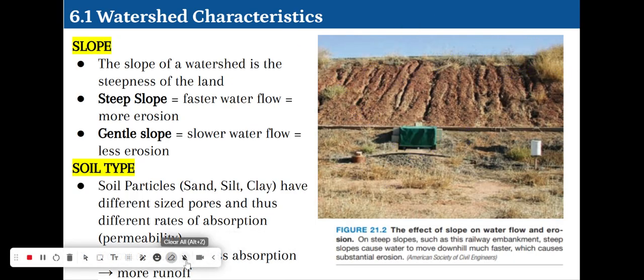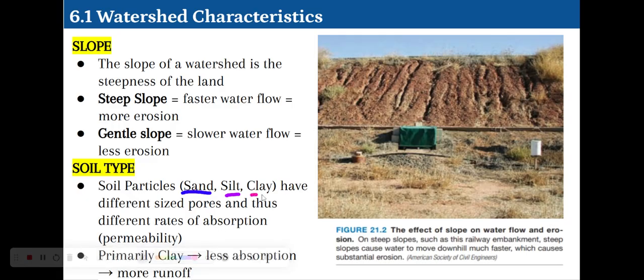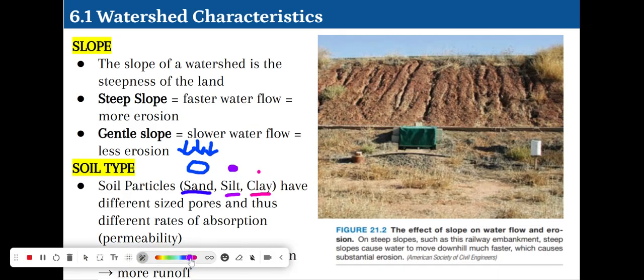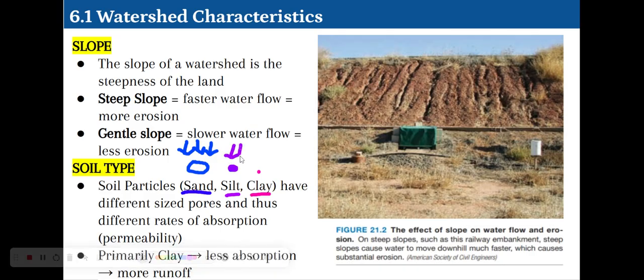The soil type is another big thing. If we remember, we have these three particles: sand, silt, and clay. We should know that clay has the smallest pore, silt has a medium-sized pore, and sand has the biggest pore. If you have a bigger pore, more water can be absorbed or drained through it, whereas if you have a smaller pore, less water will go through.